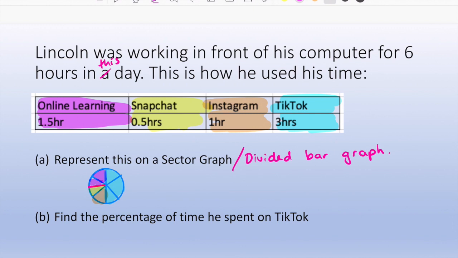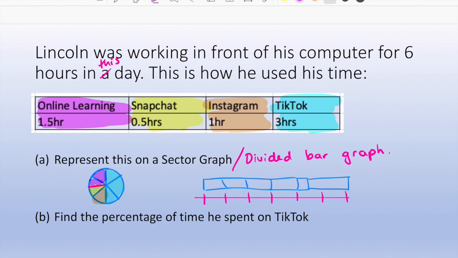So a divided bar graph will be like this. You need to put a line down the bottom, and we need to do the same sort of thing. So I'm going to put it into 6 sections as well. 1, 2, 3, 4, 5, 6. And what I'm going to do is represent the same thing. TikTok was 3 hours, so I'm going to put that over 3 sections. Instagram was 1, so it's 1 more there. Snapchat was a half, so that's there. And online learning was 1.5, so it's there.